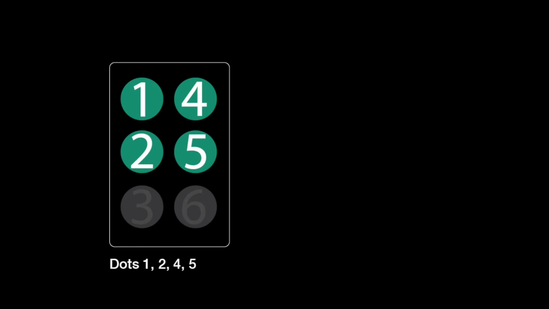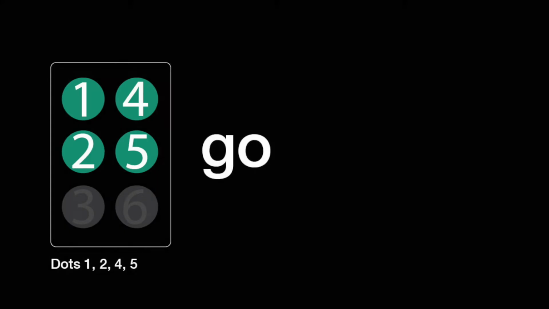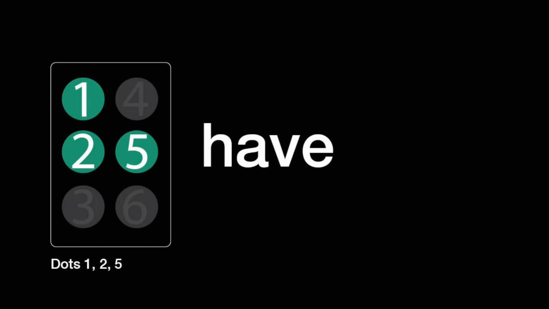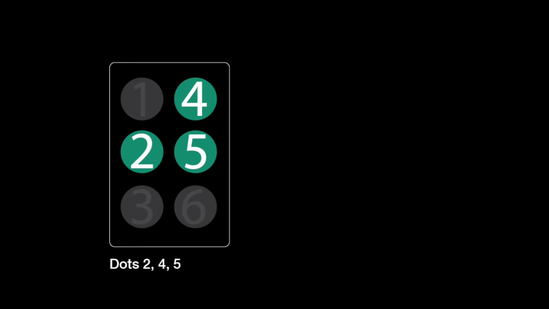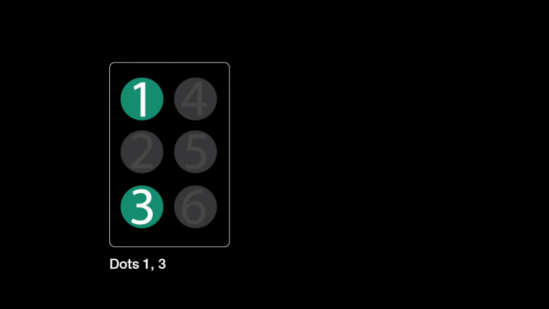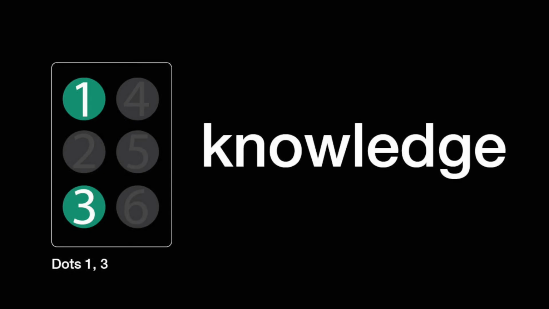Dots 1, 2, 4, and 5. G is go, dots 1, 2, 4, and 5. Dots 1, 2, and 5. H is have, dots 1, 2, and 5. Dots 2, 4, and 5. J is just, dots 2, 4, and 5. Dots 1 and 3. K is knowledge, dots 1 and 3.